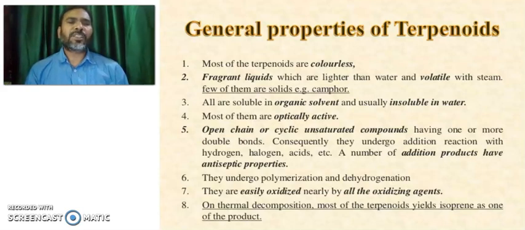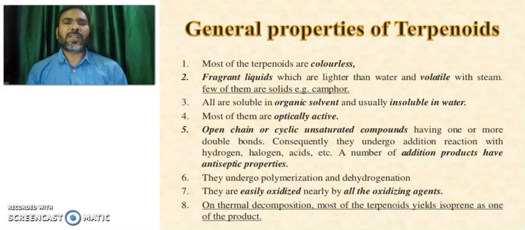The first general property is most terpenoids are colorless. The second property is they are fragrant liquids which are lighter than water and volatile with steam. Few of them are solid, like camphor. All are soluble in organic solvents and usually insoluble in water. My friend, most of them are optically active.